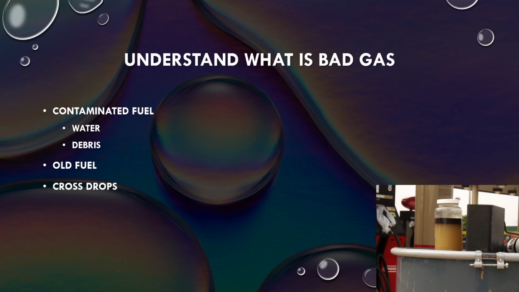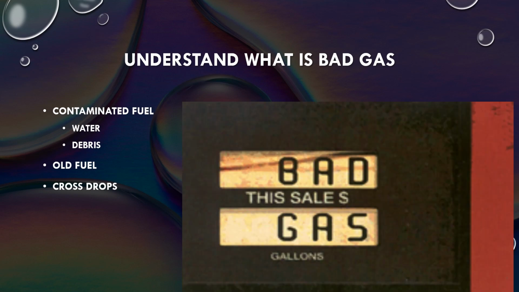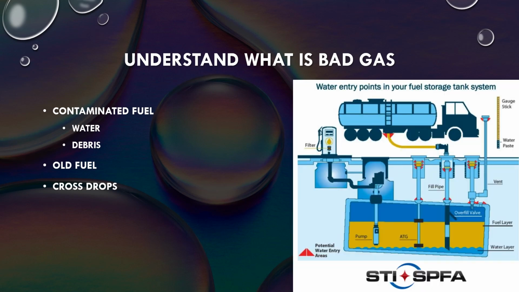Bad gas can be broken down into several categories. The first and foremost is contaminated fuel, and that's fuel that has some type of foreign substance in it that doesn't allow the fuel to perform as designed. Normally, those substances are water or debris. So, water is our enemy. You can also have contaminated or bad fuel if you have old fuel, or even a cross drop. Someone drops the wrong type of fuel in the wrong tank.